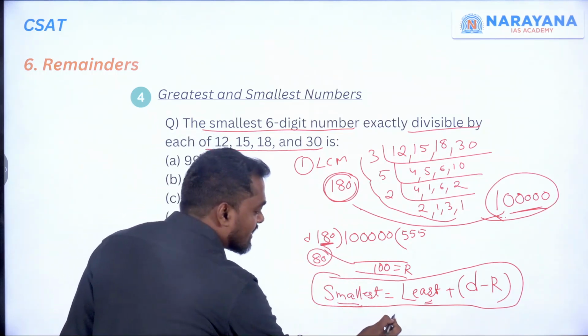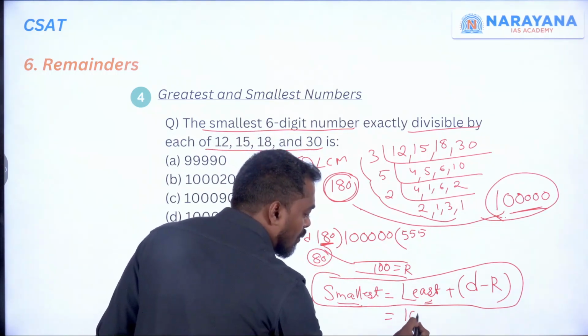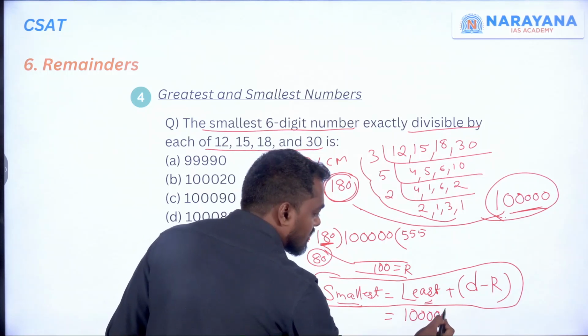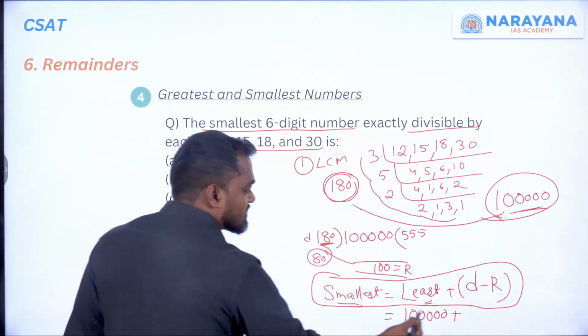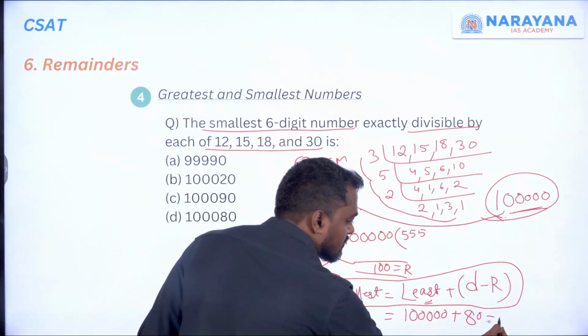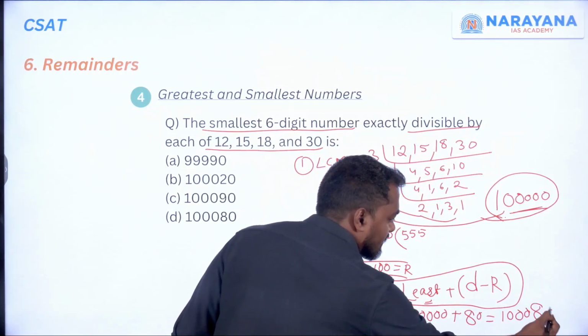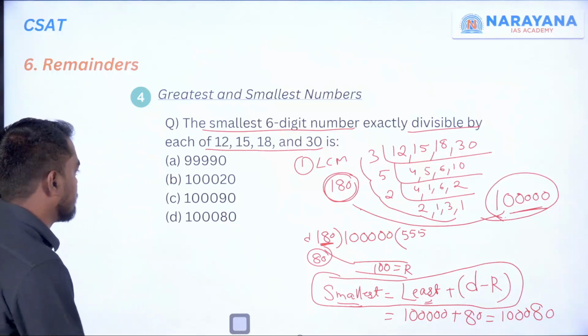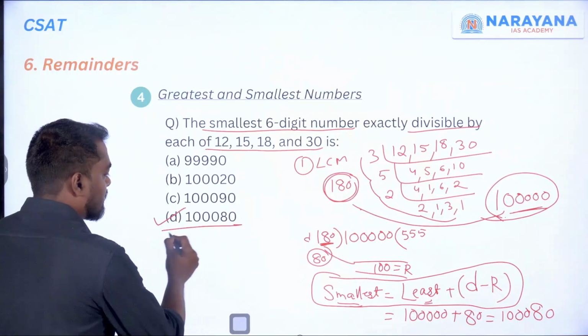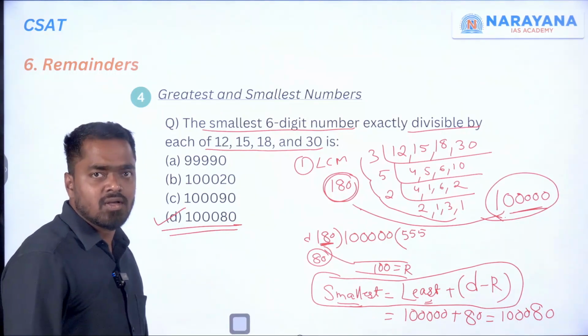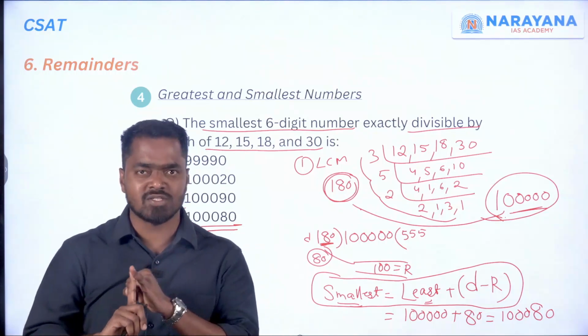So what is that least 6-digit number? 1 and 5 zeros plus d minus r, that is 80. So 100080. That is your answer. Option D. Understood? So there are only two kinds of questions.